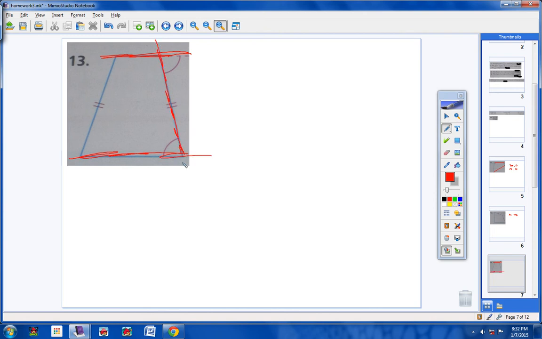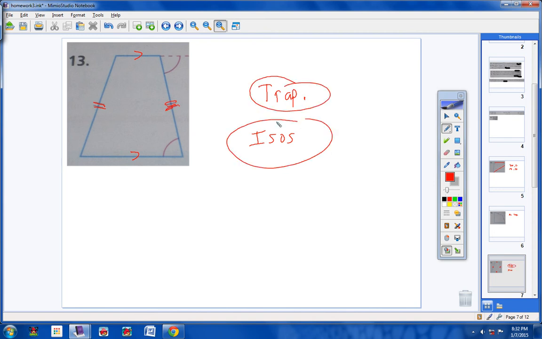Look at this. This angle here is congruent to this angle here. See that? Remember, anytime alternate interior angles are congruent, then the two lines are parallel. We learned that earlier this year. Whenever two lines cut by a transversal have alternate interior angles congruent, the two lines are parallel. So I know this line is parallel to this line, so I definitely have a trapezoid. And yes, I also have an isosceles trapezoid because my legs are congruent. 2 marks here, 2 marks here. So yes, I have a trapezoid, and yes, it is an isosceles trapezoid.